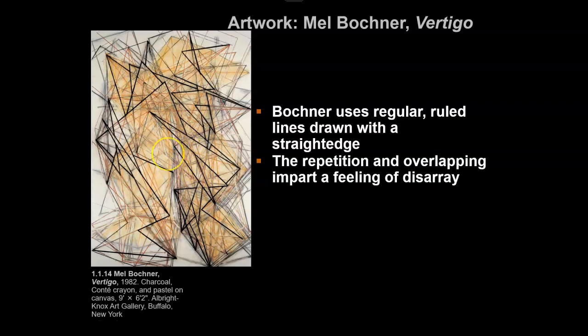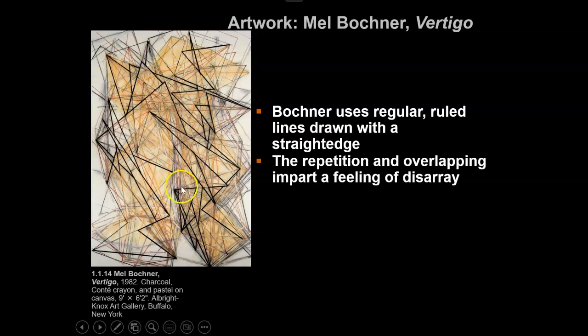And so what Mel Bochner does is he repeats and overlaps these regular lines, right? By doing that, he's creating this feeling of disarray. It looks like it's been drawn with a ruler, a straight edge. These lines are straight, and in our head we understand that straight lines are supposed to be controlled. And they are controlled here, done with a ruler, but they're repeated, overlapping, and again, very important, diagonal, right? Diagonal lines mean action, movement, and this is what's creating that.